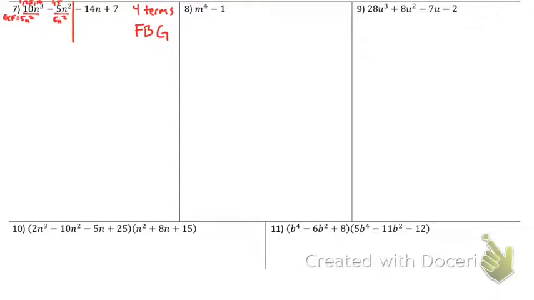Okay? So 10 divided by 5, that's 2. N to the third, take away 2 n's, that's going to just be n. Negative 5 divided by 5, that's negative 1. N to the second, take away 2 n's here, that cancels. This goes in parentheses, and our GCF goes in front.